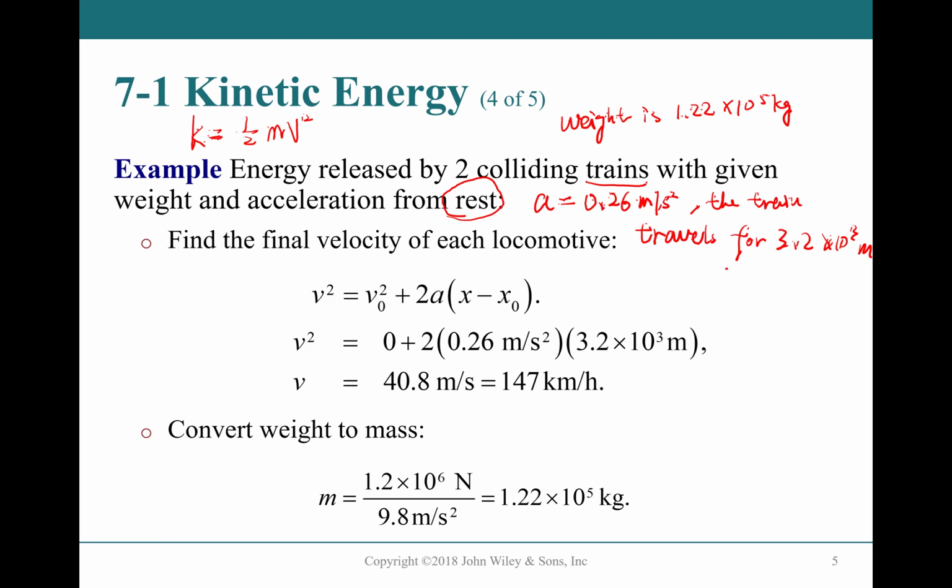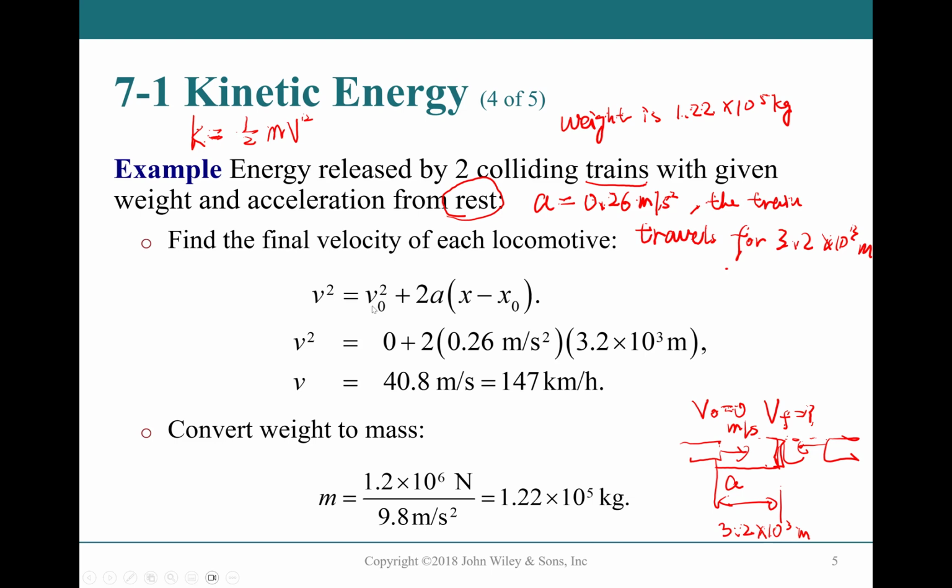Okay, so basically we have two trains, and both of them are accelerating. They collide here, and they are both moving this way and this way. So the moving distance is 3.2 times 10 to the power of 3 meters. And then they collide. So you want to calculate the kinetic energy here, because V initial is 0 meters per second. You want to calculate the V final here. So that is right. Here you want to calculate V final.